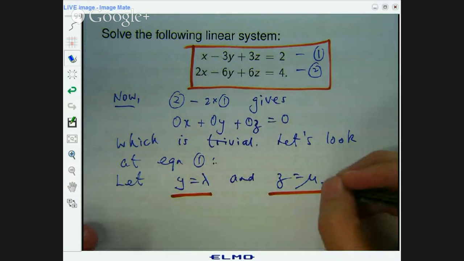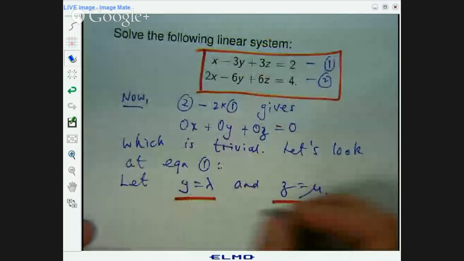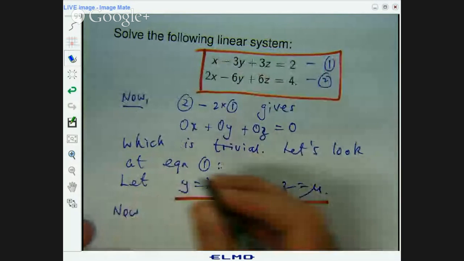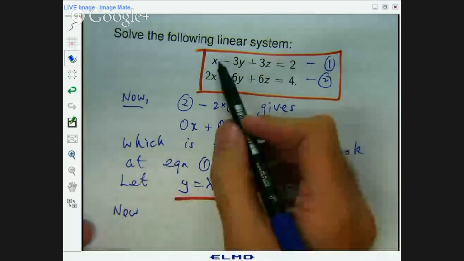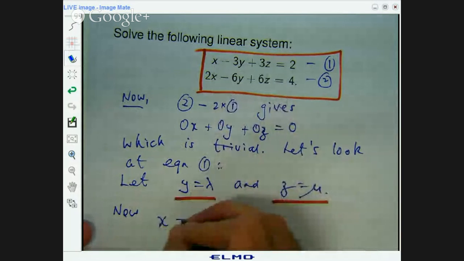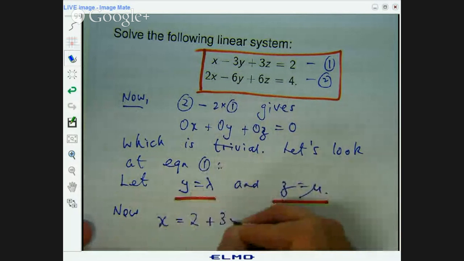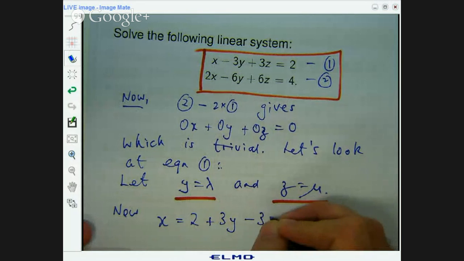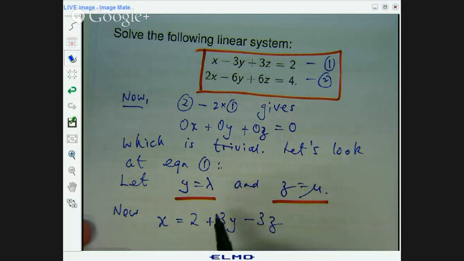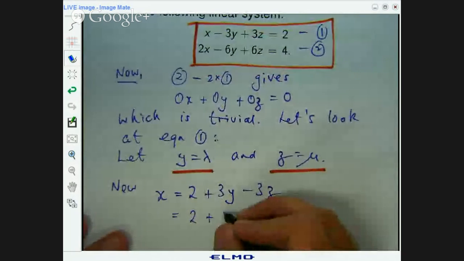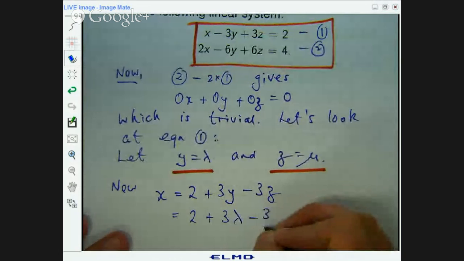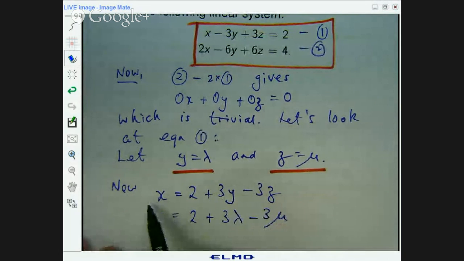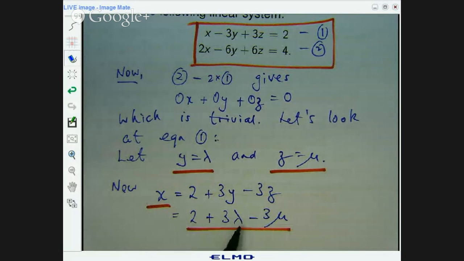All right, so let's go back to 1, rearrange, make x the subject. Okay, so that's a 3 and that's a z. And what I'll do is I'll back sub in for y and z, and I get this. So now I've got x in terms of lambda and mu, y in terms of lambda and z in terms of mu.